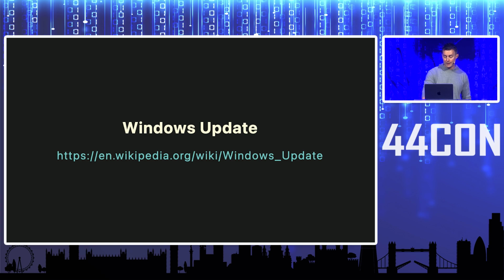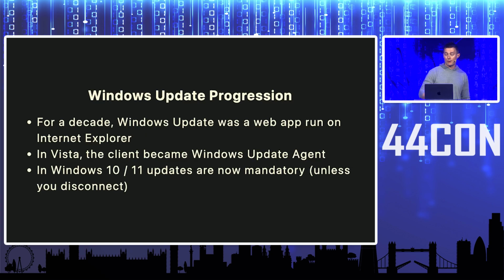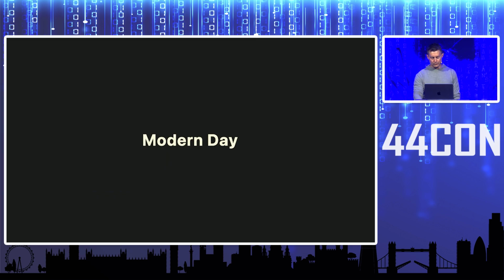I won't get into the full details of that, but the high-level summary is, for a decade, you had to use Internet Explorer to go download your updates. In Vista, there was a Windows Update agent that came about that started to automate some of that process. And then in Windows 10 and 11 today, the updates are actually mandatory. It's written into the license, unless you're disconnected from the internet, or I guess you never update your machine. But that's just kind of the progression for Windows Update.